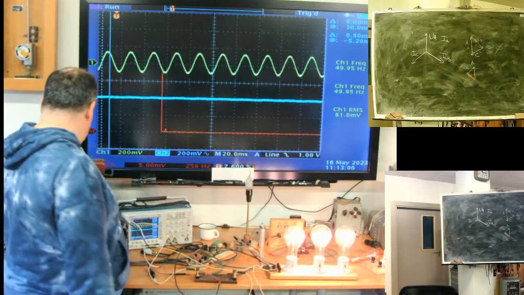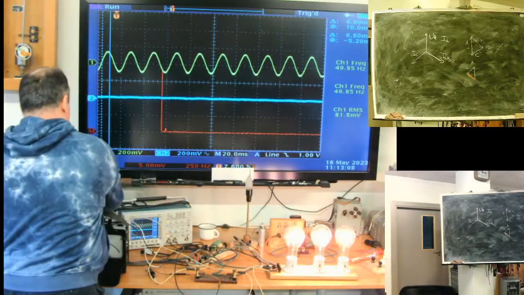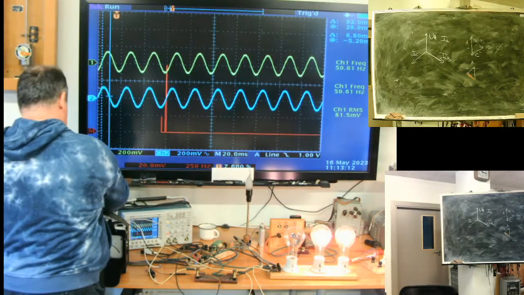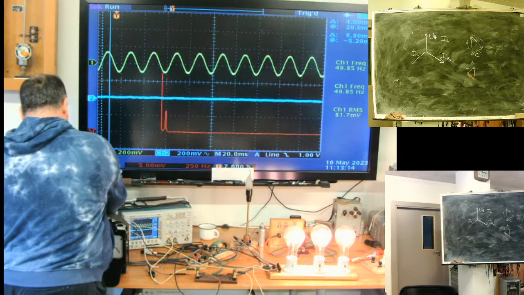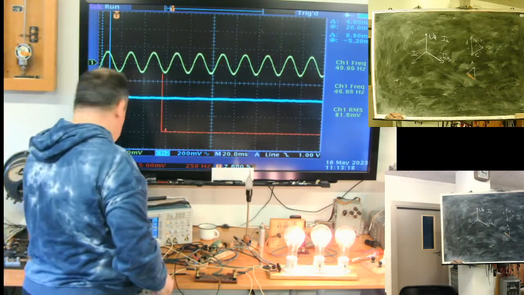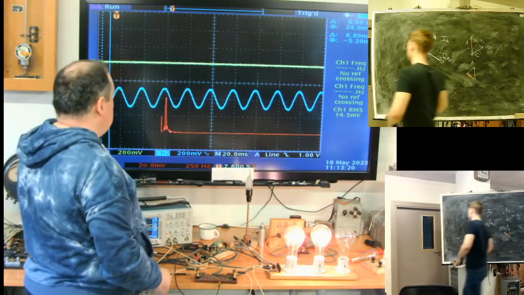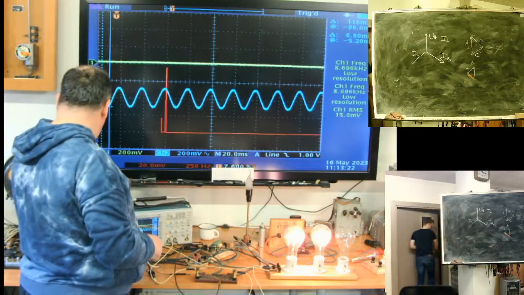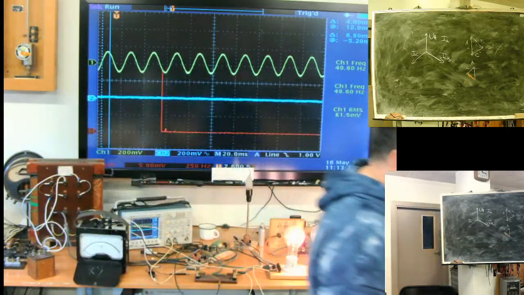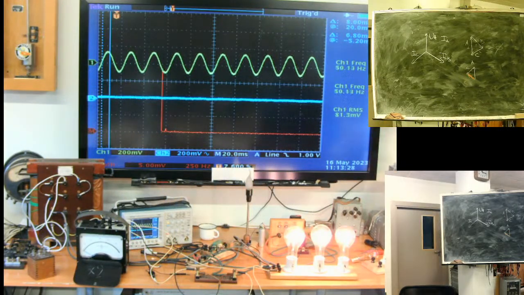I can disconnect C phase, current will be equal to C phase. I can disconnect A phase, current equals the phase current. So current in the ground wire never exceeds phase current. Nice. Nice? Nice.